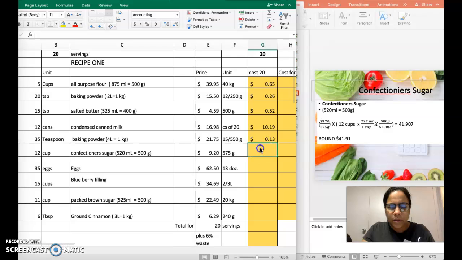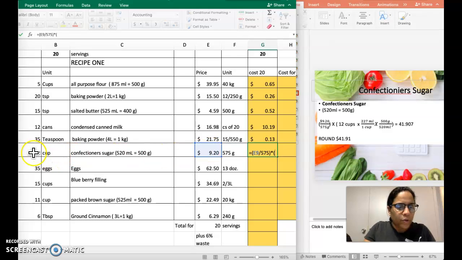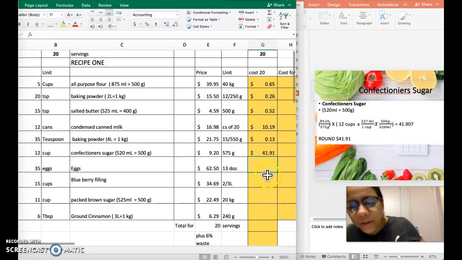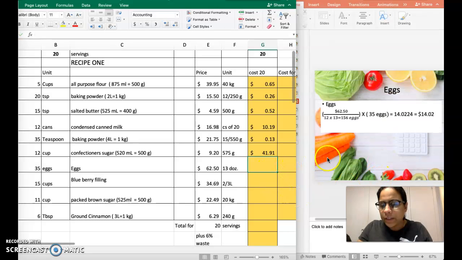The next one is confectioner's sugar, which is equal sign, open bracket, 920 divided by 575, close bracket, times, they call for 12 cups. 1 cup equals 227 ml, times. They say that 520 ml equals 500 grams, so times 500 grams divided by 520 ml equals 4.91.